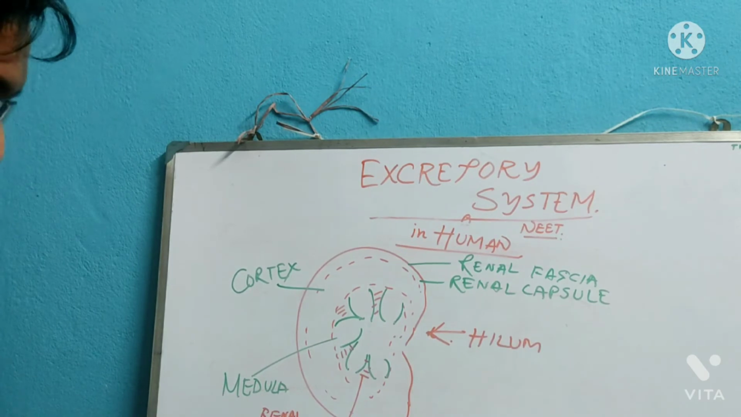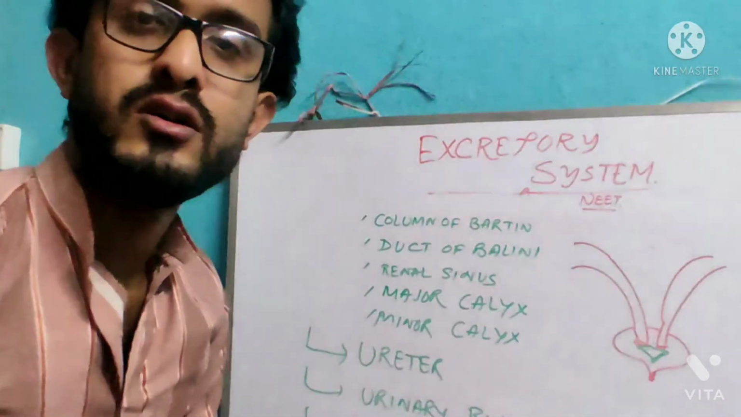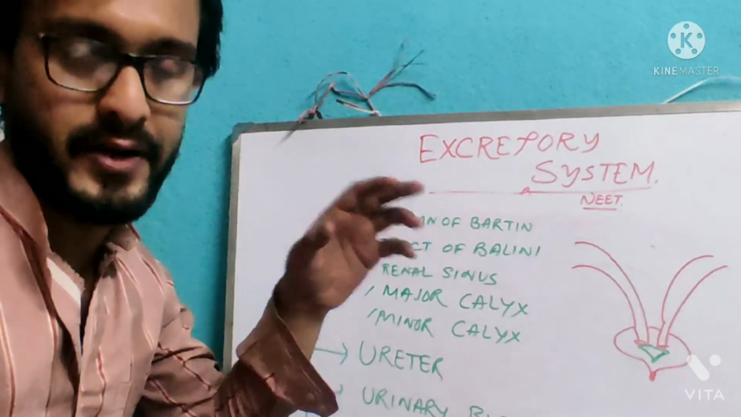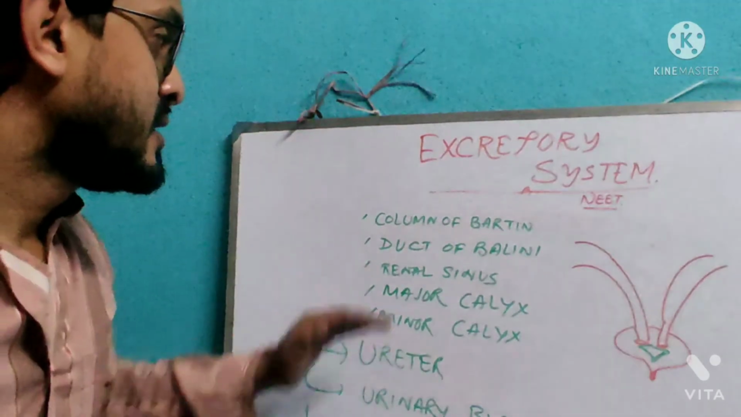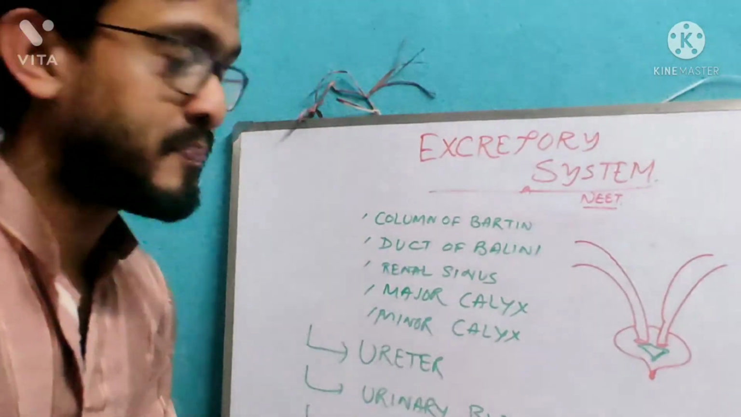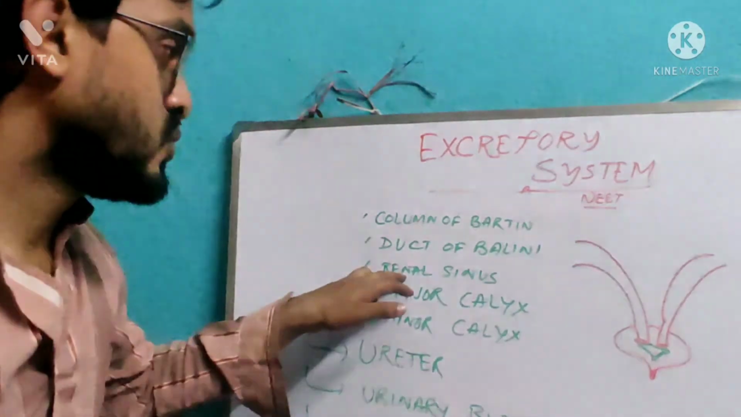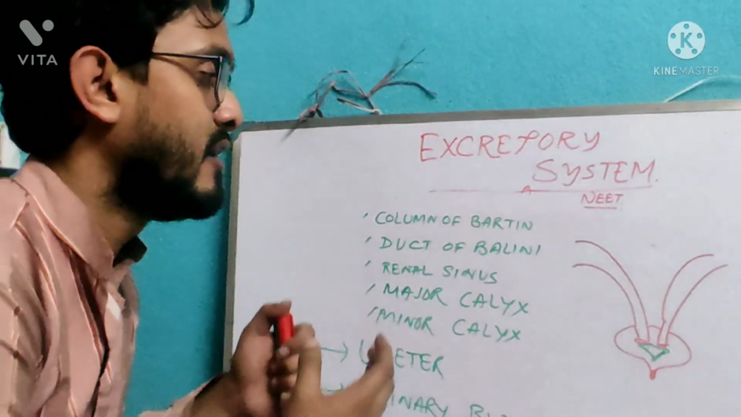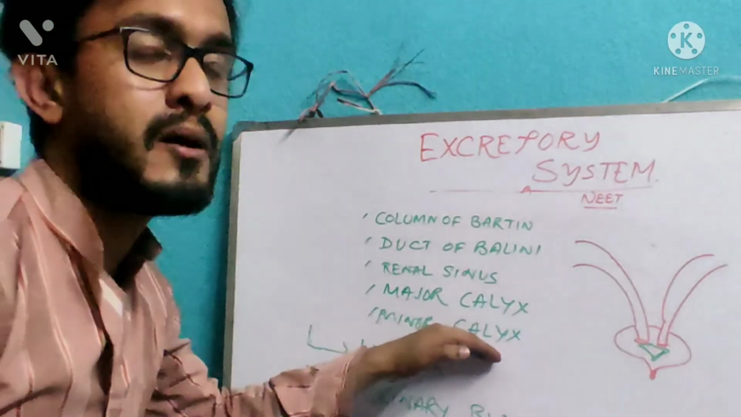So the invagination of the cortex in between the renal medullary pyramids is known as the column of Bertin. The collection of the different collecting tubes is known as the duct of Bellini. The internal cavity in the pelvic region is known as the renal sinus. After collecting the urine from the different medullary pyramids, it joins to form the minor calyx.